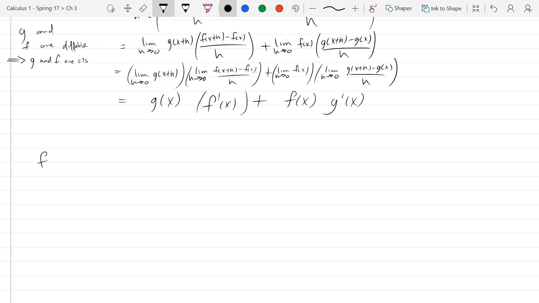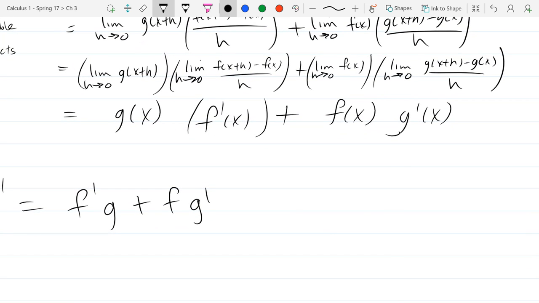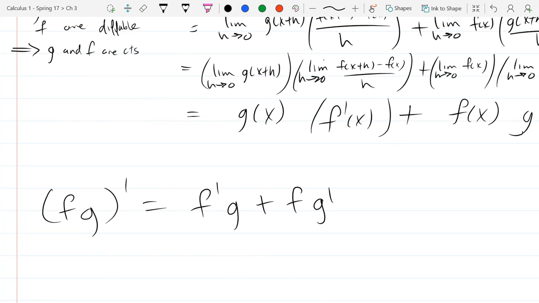If I don't keep writing the (x) part, this looks just like (fg)' = f'g + fg'. So I didn't write the (x) every time. The (x) is parentheses x, yeah. So the right side of what I wrote here is exactly that. I just didn't keep writing the (x) part, because it's not necessary; you can see the structure without that in there, basically.